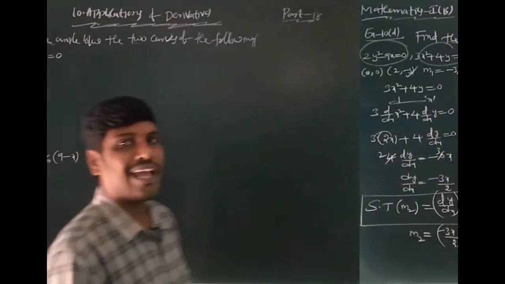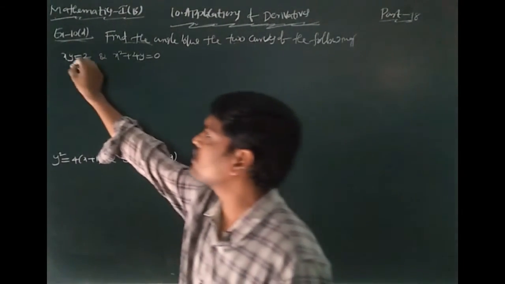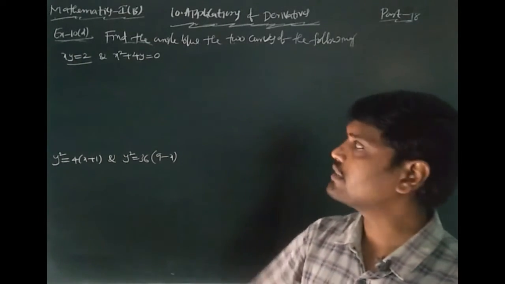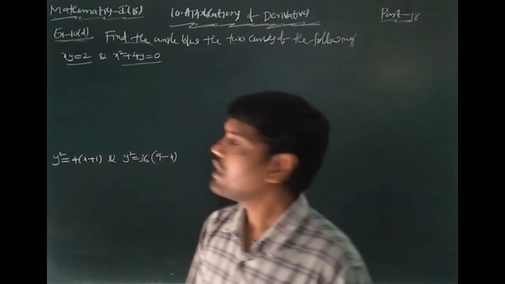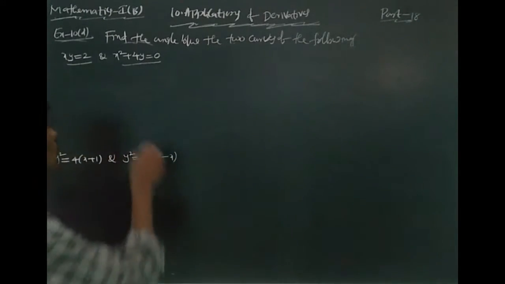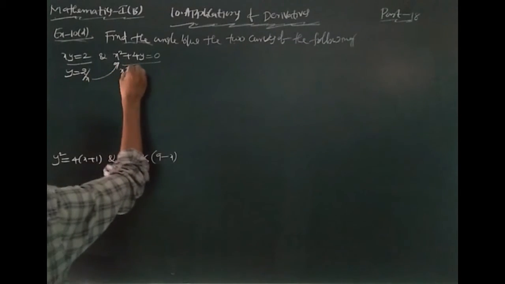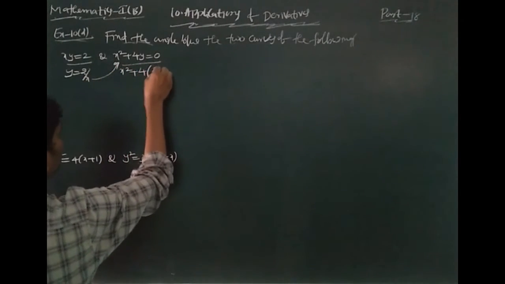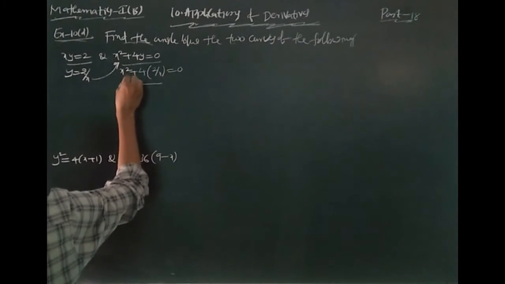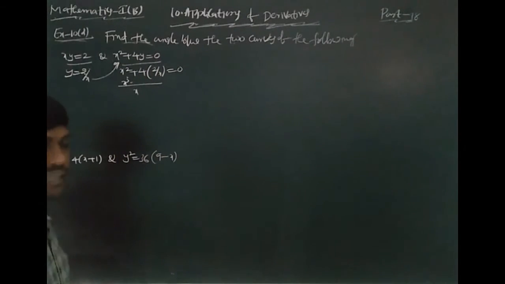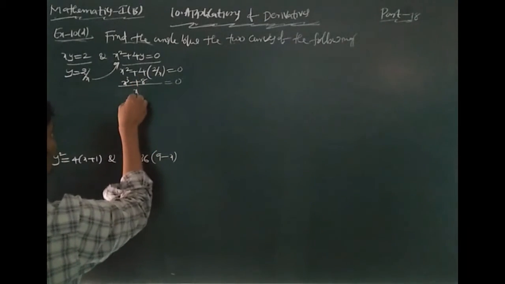Next, today's assignment problems are homework problems. First problem: the first curve xy is equal to 2 is given. The second curve is x square plus 4y equal to 0. Here, from the first curve you can write y is equal to 2 by x. Substitute in this equation: x square plus 4 into 2 by x equal to 0. After that we multiply by x, and we can write x cube plus 8 is equal to 0.